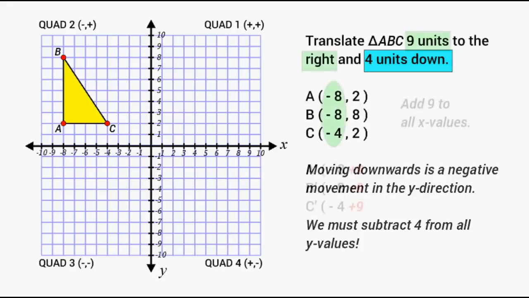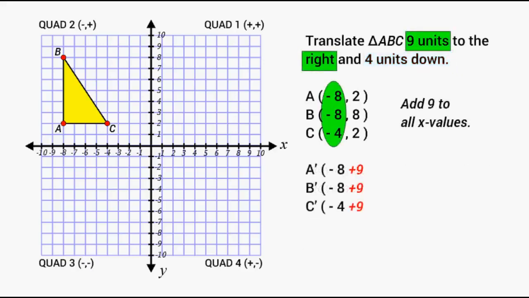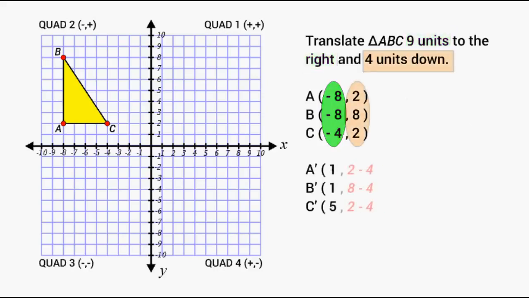So first, let's add 9 to each x value. -8 plus 9 is +1. -8 plus 9 is also +1. And -4 plus 9 will result in +5. Now let's subtract 4 from all of our y values. 2 take away 4 is -2, 8 take away 4 is +4, and 2 take away 4 is -2.